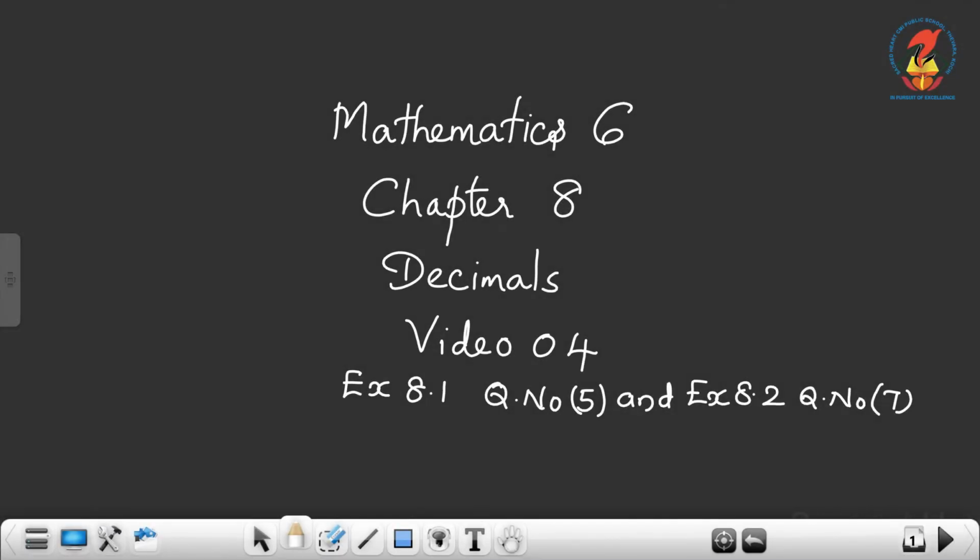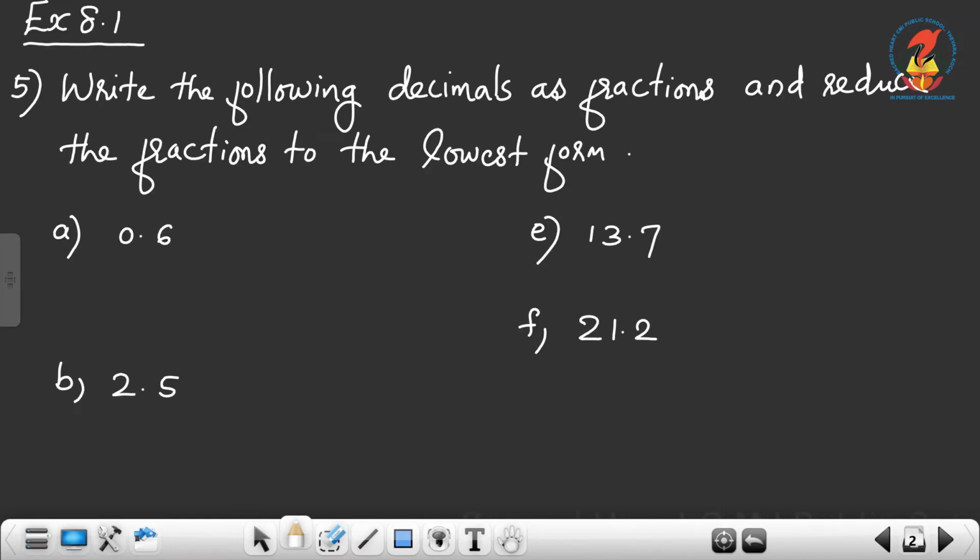Exercise 8.1, question number 5 and exercise 8.2, question number 7. Question number 5: write the following decimals as fractions and reduce the fractions to the lowest form. We want to write them as fractions and after that reduce to the lowest form.